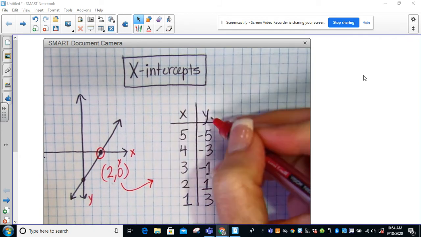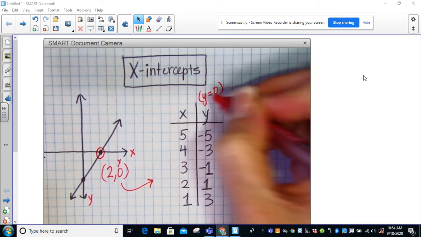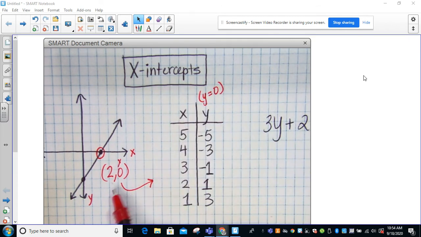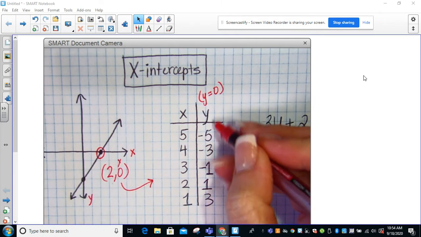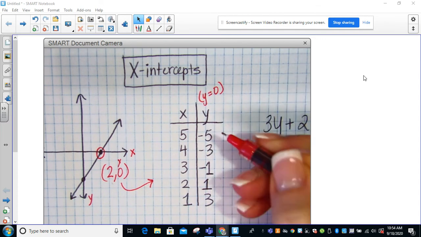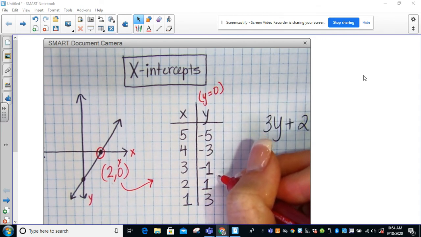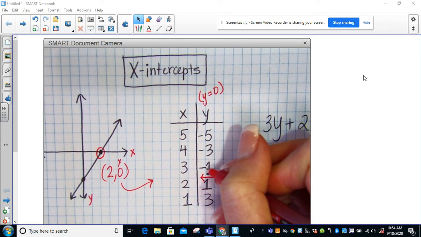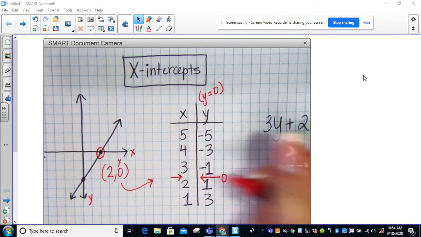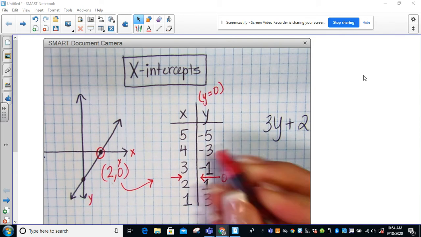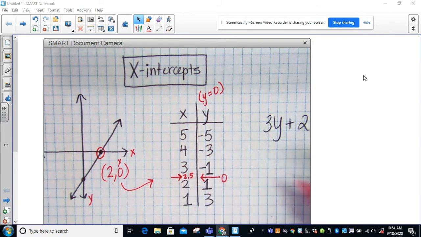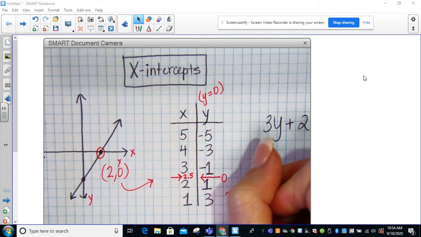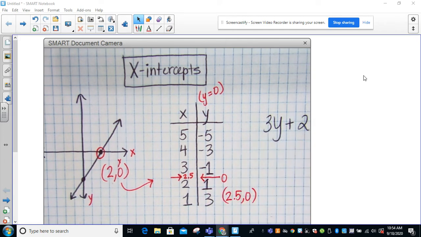So for an x-intercept, you're looking for where y equals 0 to find the x-intercept, which makes sense here, because if it's touching the x-axis, it's got to be on the y-axis at 0. So if we're looking along the y values here, I do not see a 0. So sometimes they leave it out and you have to figure it out on your own. 0 would obviously be here, halfway in between -1 and +1. So we can decide halfway between 2 and 3 would be 2.5. So your value for this one would be 2.5, 0.